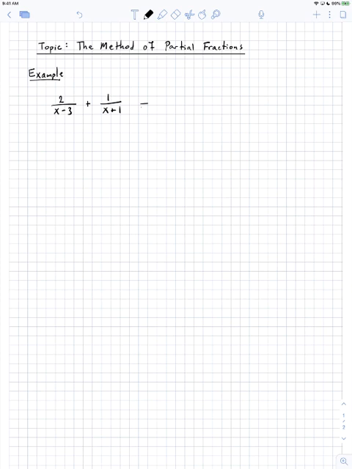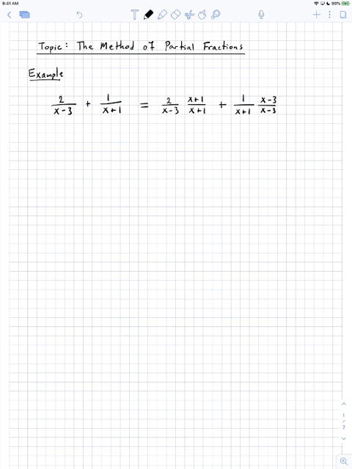The way to do it is to give them a common denominator. The first one, 2 over x minus 3, is lacking the x plus 1 from the denominator. But if I put it in the denominator, I have to put it in the numerator as well. And to this I want to add 1 over x plus 1. This I need to give a common denominator with the previous expression, and the thing it's lacking is x minus 3. But again, if you put that in the denominator, you have to put it in the numerator too.